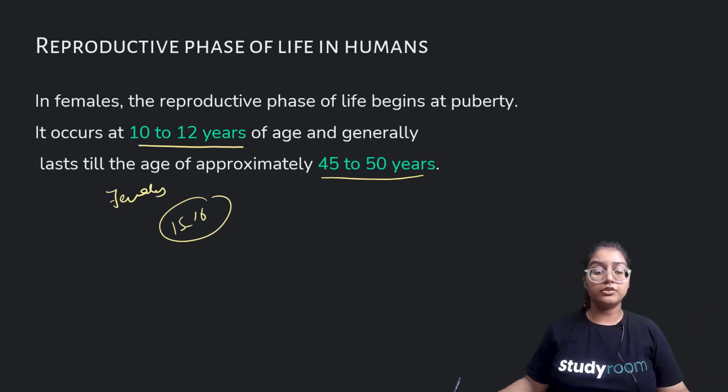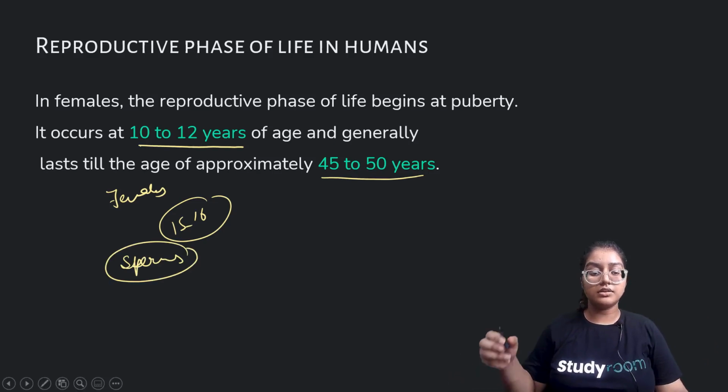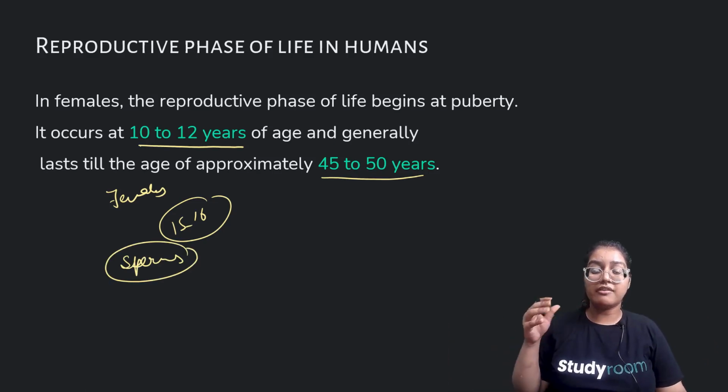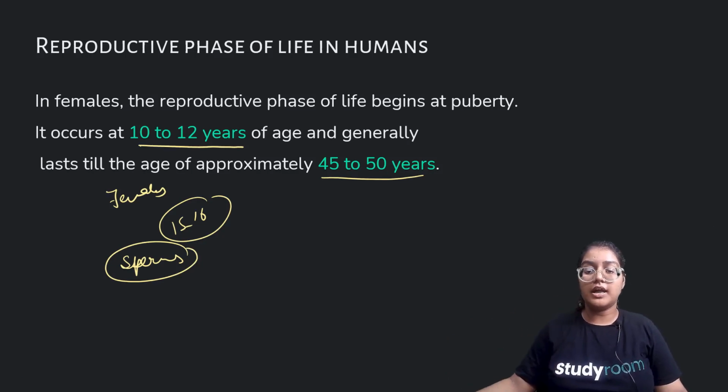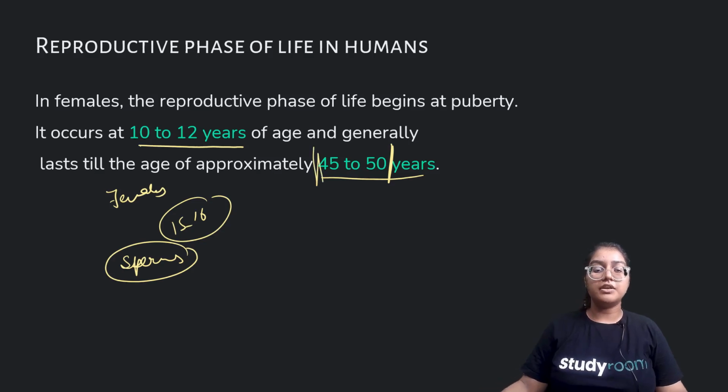And to your surprise, male sperms have no deadline. They can reproduce till the age they die, but females have an expiry date on their female gametes, and that date is 45 to 50 years. So the female reproductive phase starts from 10 to 12 years and ends at 45 to 50 years.